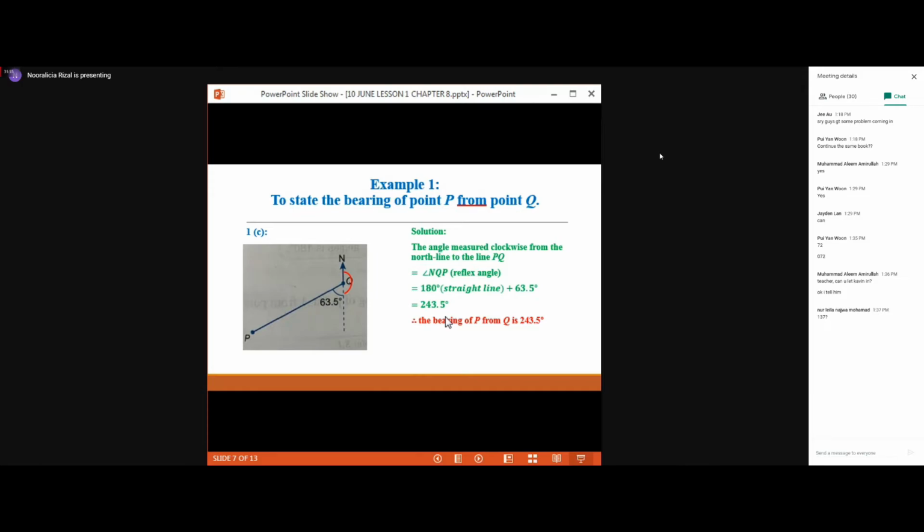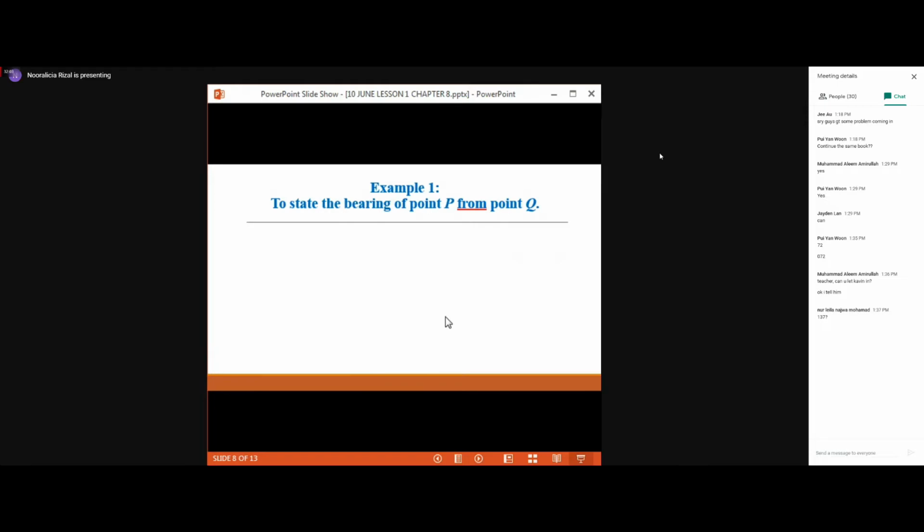So far, so good? Because I'm going to move on to the next one because you can apply other concepts. So let's look at the next one. Question 1B. This is now your diagram. Please copy it down. Same question, bearing of point P from point Q.